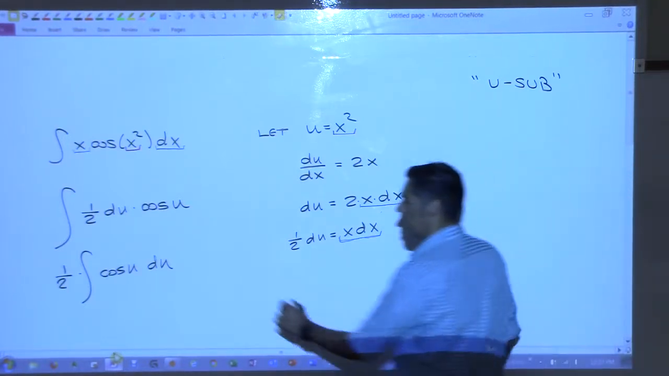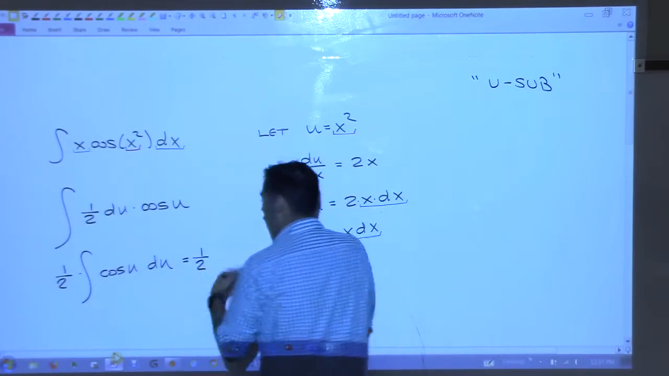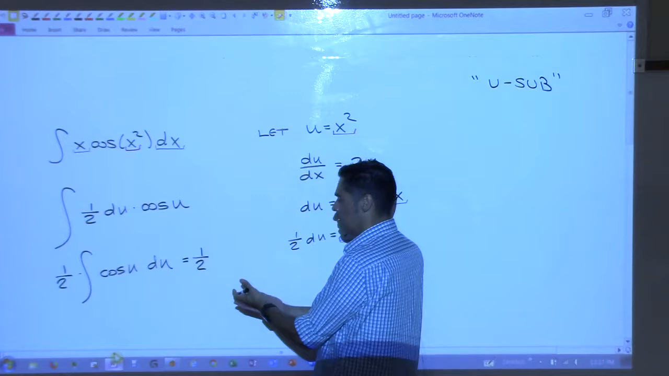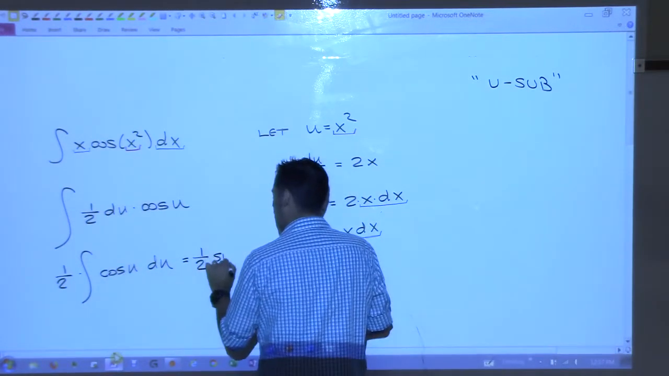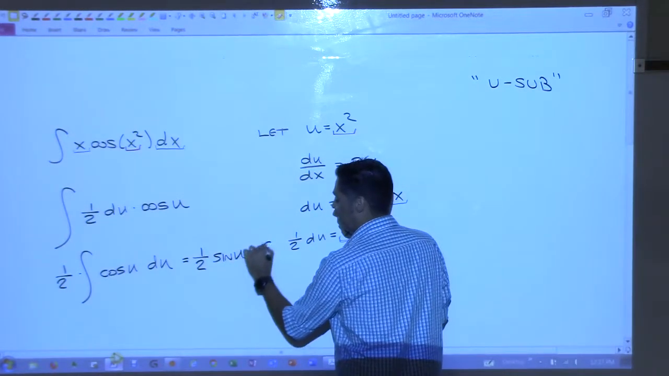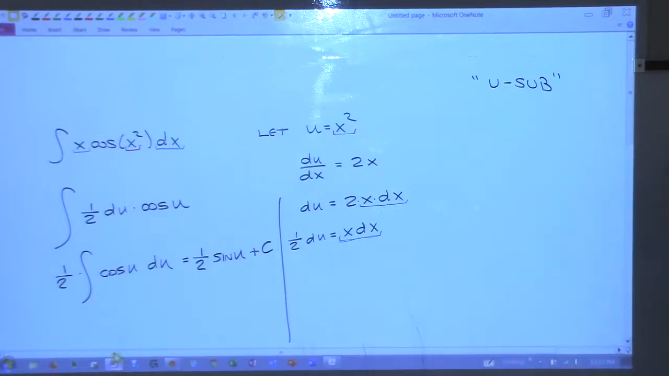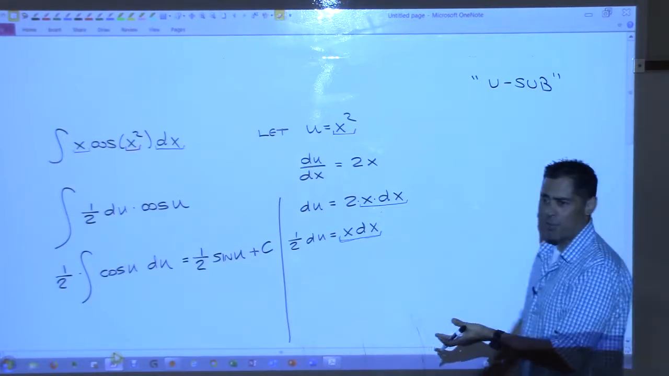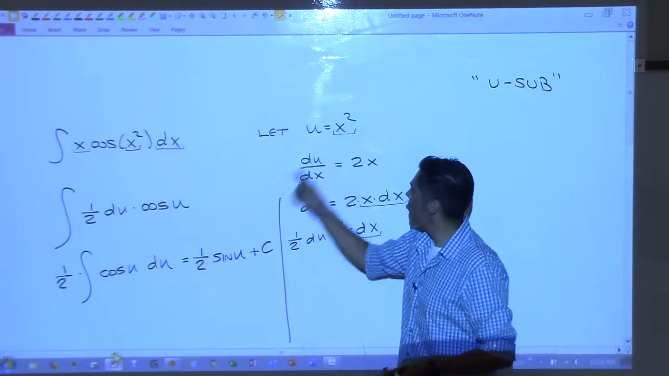So this becomes 1/2. Now I'm actually finding the antiderivative, right? So I'm not going to write this symbol anymore. I know the antiderivative of that is sine of u, plus a constant, right? Sine of u plus a constant. Am I done? No, because my answer has u's in it. What was my original problem? It has x's. So now replace u with x squared.